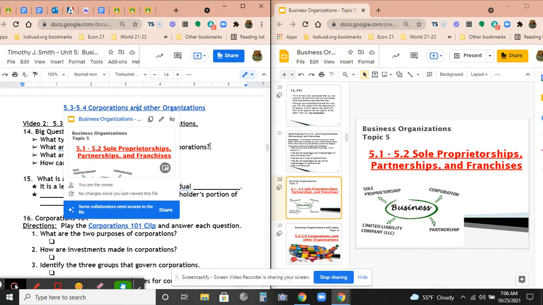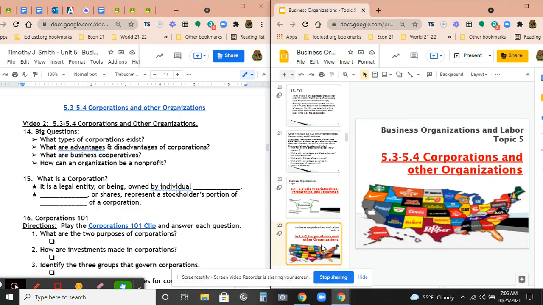Okay, so we just covered sole proprietorships, partnerships, and franchises. Basically, looking at the pros and cons of certain types of business organizations. Based on the enterprise you're creating, some have advantages over others. We're going to go on to the next huge topic, the one where most of the money is: corporations.